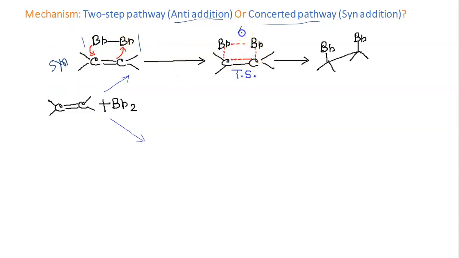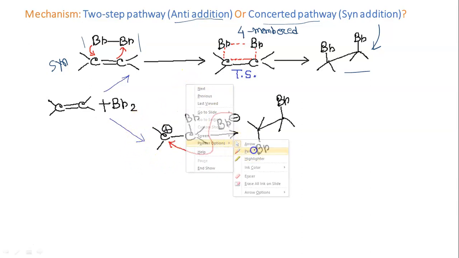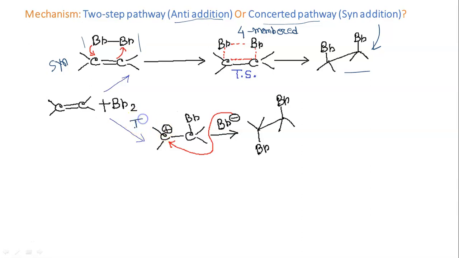So there is a four-membered transition state. Fine. And finally we are getting the syn addition product. But there is another possibility, which is a two-step pathway, that is anti-addition. So if it is anti-addition, there is a two-step pathway. This is the first step and this is the second step. Now in the first case also there are two arrows, but don't think that it is actually two-step. It is actually a transition state. Basically it is one single step.